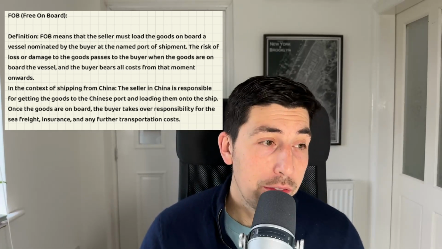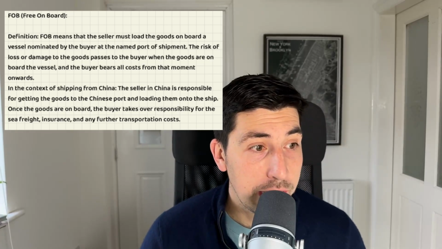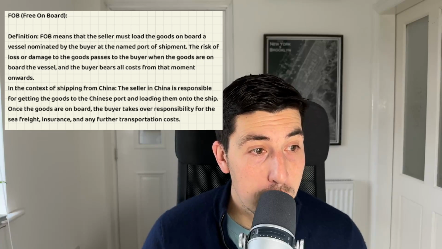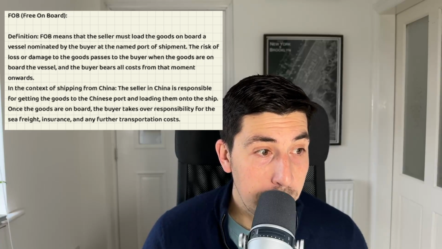But let's read the definition. FOB means that the seller must load the goods on board a vessel nominated by the buyer at the named port of shipment. The risk of loss or damage to the goods passes to the buyer when the goods are on board the vessel, and the buyer bears all costs from that moment onwards. So they're clearing the fees in China, so that's paid. In the context of shipping from China, the seller in China is responsible for getting the goods to the Chinese port and loading them onto the ship. Once the goods are on board, the buyer takes over responsibility for the sea freight, insurance, and any further transportation costs.